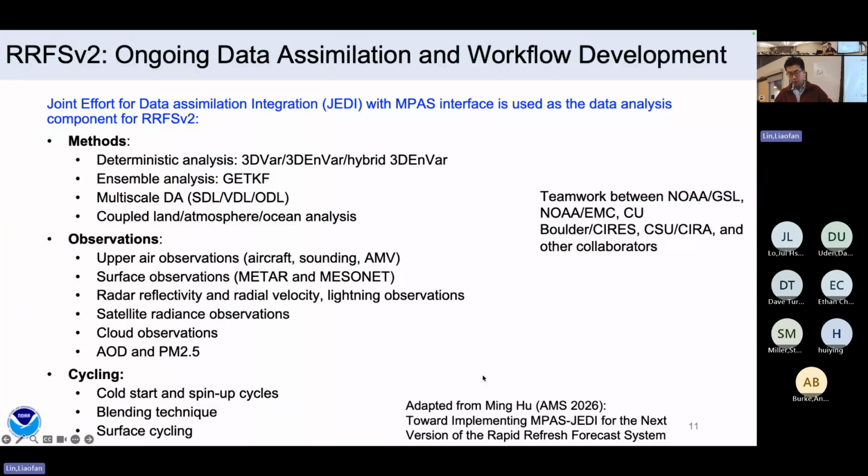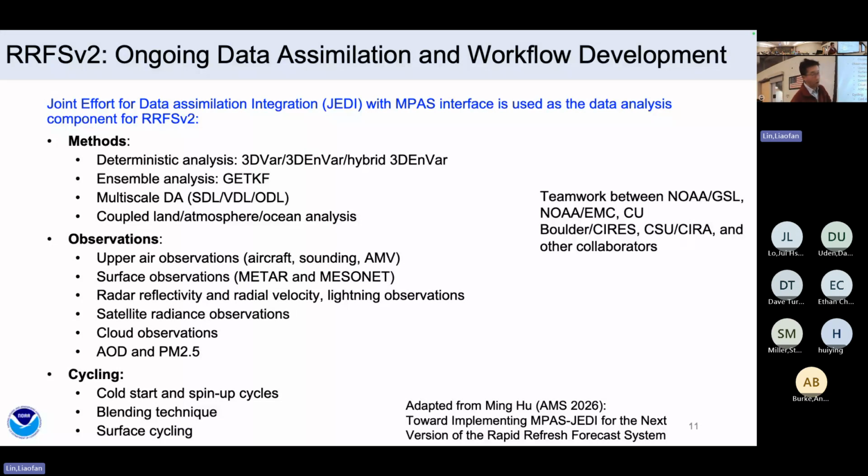Okay, for this slide, I'm using a summary of the active modeling and DA components that are being worked on within Rufus V2. As I mentioned, Rufus V1 is about to be added to operations. So we are already fully focused on version 2, which may be implemented in the next 3 or 4 years. But certainly we are currently working on Rufus V2. And this slide is from Ming Hu, my colleague, and he presented it at the AMS 2 months ago.